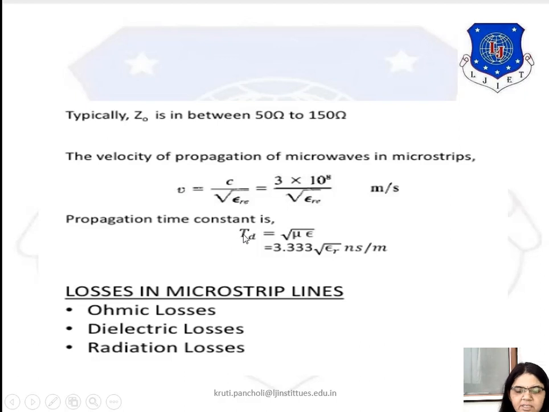Propagation time constant Td is equal to square root of mu into epsilon. It is equal to 3.333 square root of epsilon r.